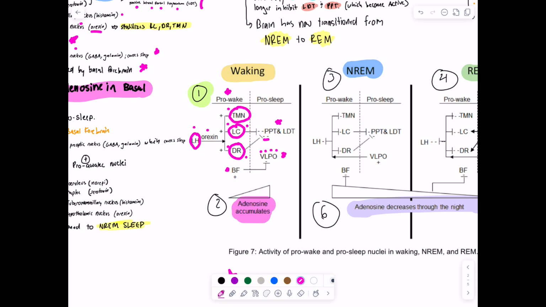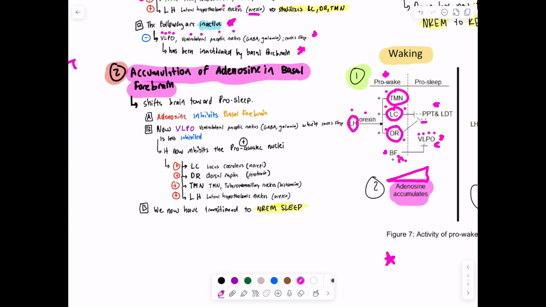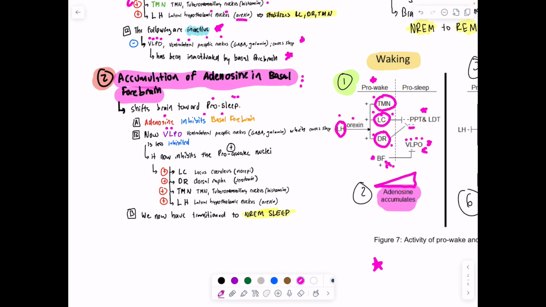During this waking time, you also have the slow accumulation of adenosine in our cerebrospinal fluid. Adenosine eventually gets to the basal forebrain, which is then no longer going to inhibit the VLPO, but we're not there yet. Next is the accumulation of adenosine in the basal forebrain, which shifts the brain towards being pro-sleep. Adenosine inhibits the basal forebrain, so the ventrolateral preoptic nucleus of the hypothalamus, which causes sleep, is less inhibited.